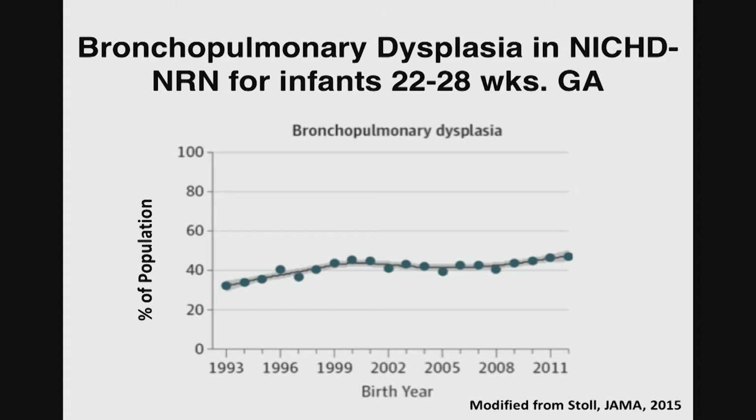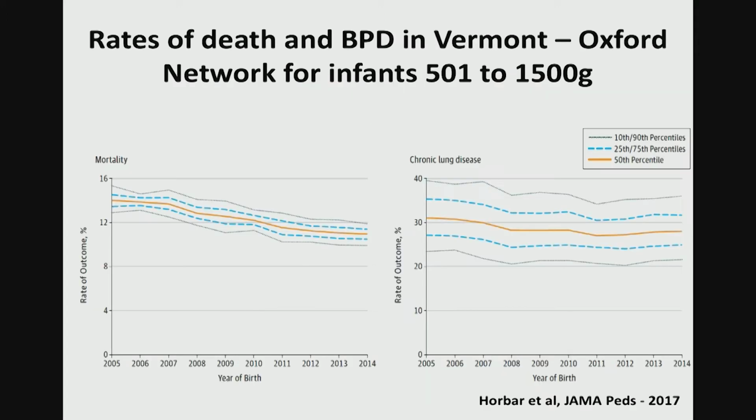One of the interesting things about BPD is its incidence actually hasn't changed very much over these 50 years because we're taking care of smaller and smaller babies. This is NICHD data on the incidence of bronchopulmonary dysplasia up to about 2011, and basically the incidence is about 40%.